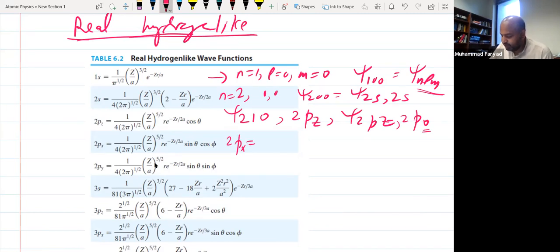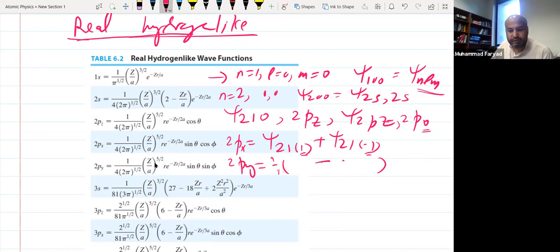is actually the sum of psi 211 and 21 minus 1. So this is for m 1 and this is for m minus 1, and this 2py was with a minus sign. Of course, we had an iota here to cancel the iota that we get from here. And the reason for this is that when m is 1, the phi dependence is exponential iota m phi. So when m is 0, there's no phi dependence. When m is 1, we get exponential iota phi here, exponential minus iota phi here. Everything else is the same.